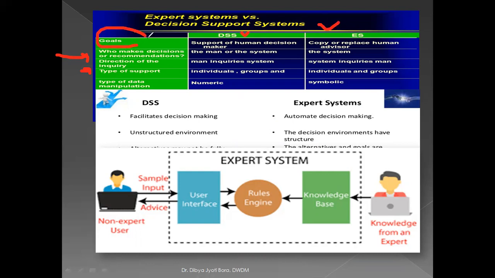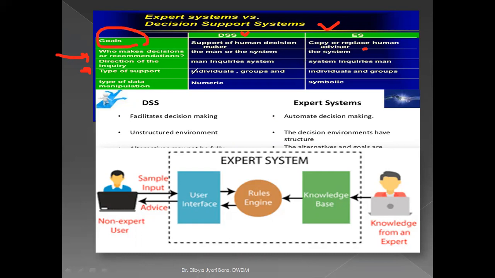DSS, expert system. Promote goals. Okay, this supports the human decision maker, and then ES copies or replaces the human advisor. Then who makes decisions or recommendations? The man or the system? In the case of DSS, the man, but in the case of expert system, the system makes that decision.